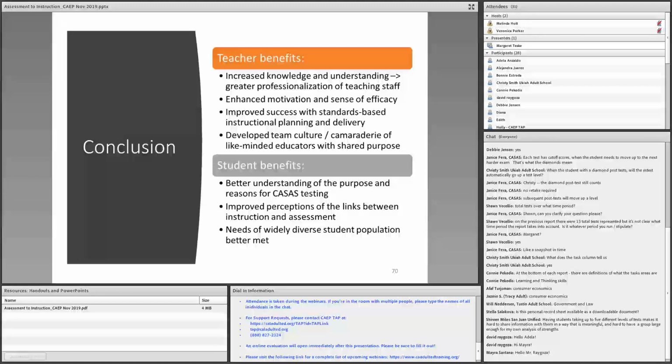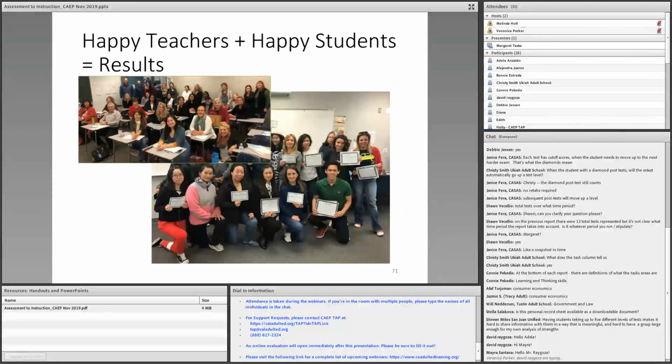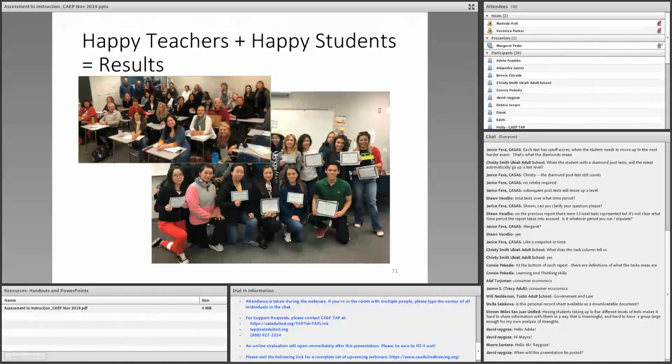Students will have a better understanding by looking at their CASAS test results. They have improved perceptions of the links between what they're learning and what's being tested. And we can meet their needs, hopefully in a better way. Happy teachers, happy students give results. So here's a class at MiraCosta College with their certificates, and those are the teachers there at the workshop.